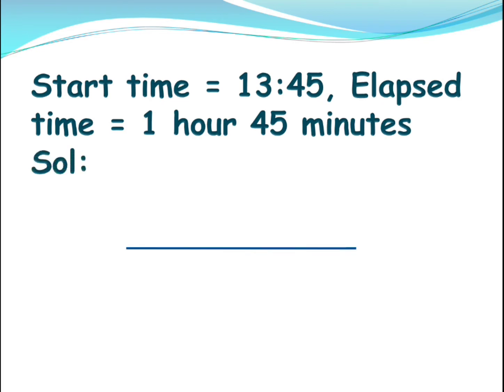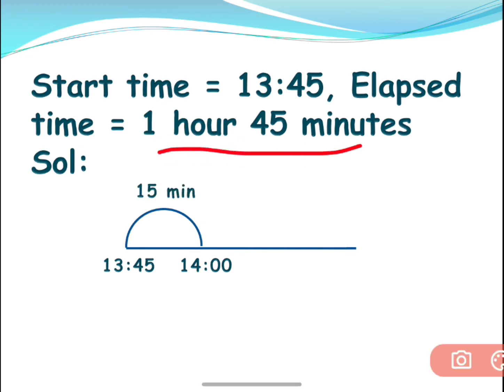So timeline, the start time is 13:45. What is the elapsed time here? 1 hour 45 minutes. Okay, first let's do till 14. 13:45 to 14. How many minutes? 15 minutes we have finished. In 1 hour 45 minutes, we finished 15 minutes. How much is left out? 1 hour 30 minutes is left out now.